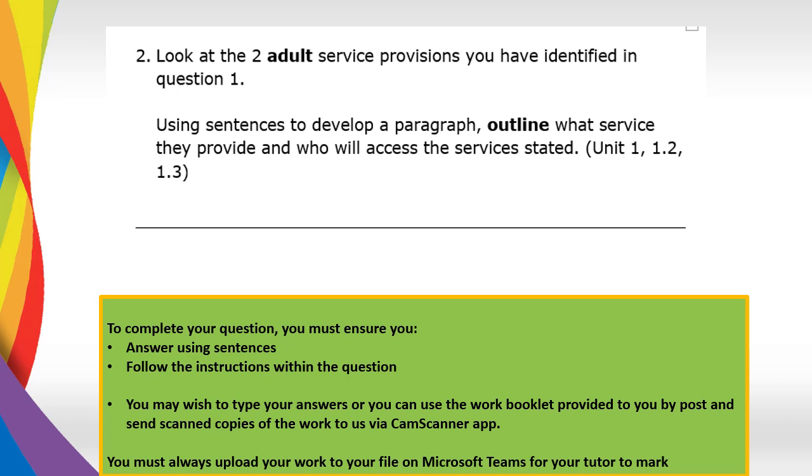So please make sure that you've already answered question 1, because you cannot work on question 2 without your answers in question 1. Those 2 service provisions that you identified for adults in question 1, you are now going to use for this question. So using sentences to develop a paragraph, outline what service they provide and who will access the services stated. If you wrote about a GP on question 1, then you need to write about a GP on question 2. You should have 2 examples from question 1 that you'll now give me more information on in question 2. Please pause this video here so that you can complete that question.